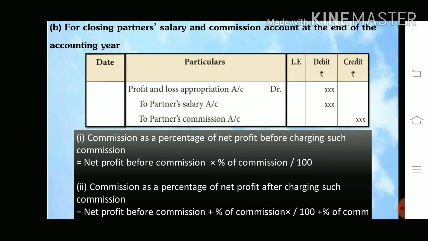What is the formula for commission before charging such commission? Net profit before commission multiplied by percentage of commission divided by 100. Then commission as a percentage of net profit after charging such commission: net profit before commission multiplied by percentage of commission divided by 100 plus percentage of commission.